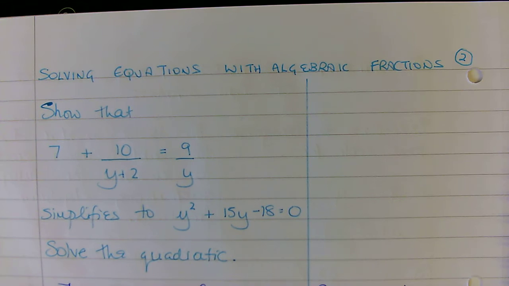So in this clip we're going to look at solving equations with algebraic fractions again, at a slightly different scenario. And again, this is a question from a past paper, and the question says, show that 7 plus 10 over y plus 2 is equal to 9 over y simplifies to the quadratic y squared plus 15y minus 18 equals 0. And then a second instruction, solve the quadratic.